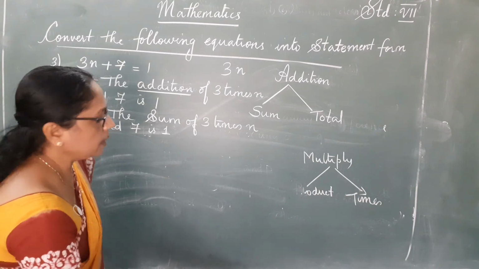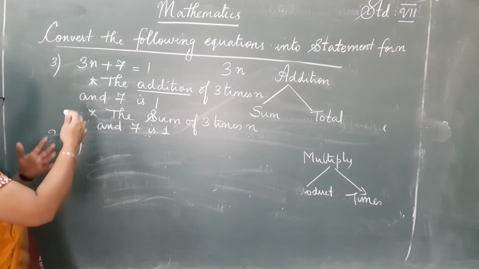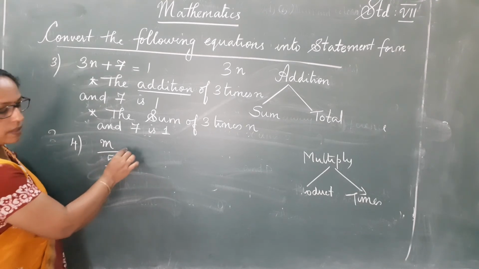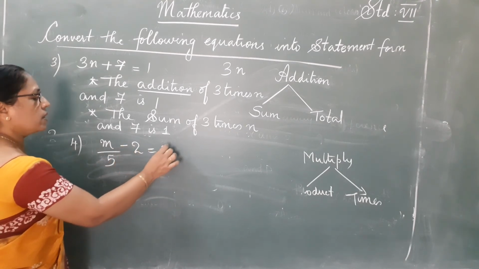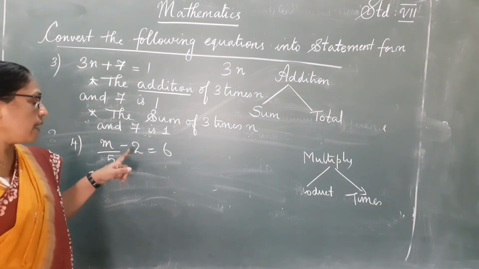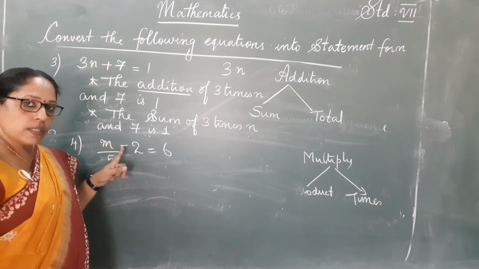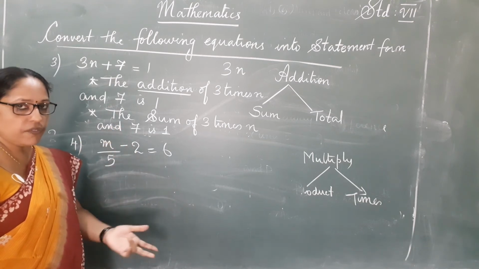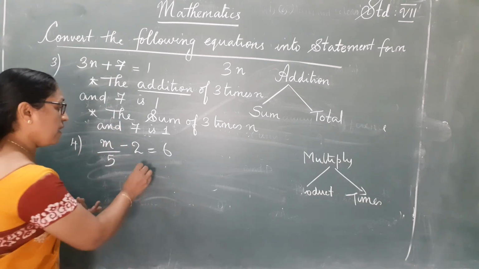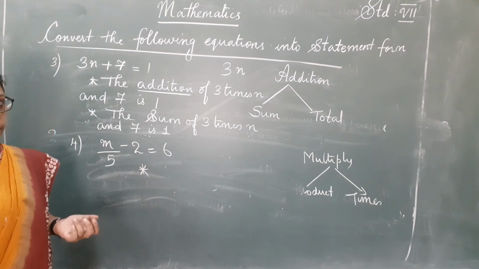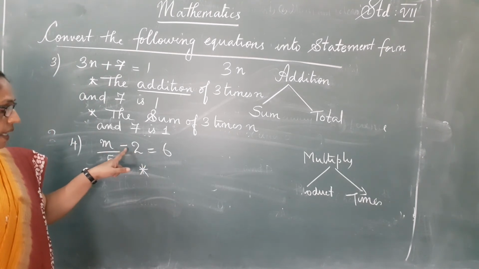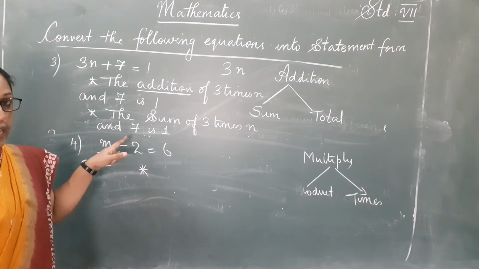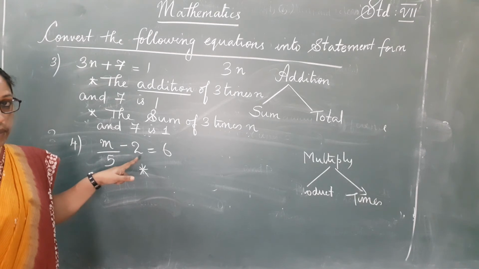Now fourth question. So I am showing different types of questions with the operation. m by 5 minus 2 equal to 6. Okay, here again subtraction came. So subtraction we already discussed. Subtract, take away, difference. Okay. Say with take away. When you start with take away, you have to say this number first. Take away. Yes, come on.